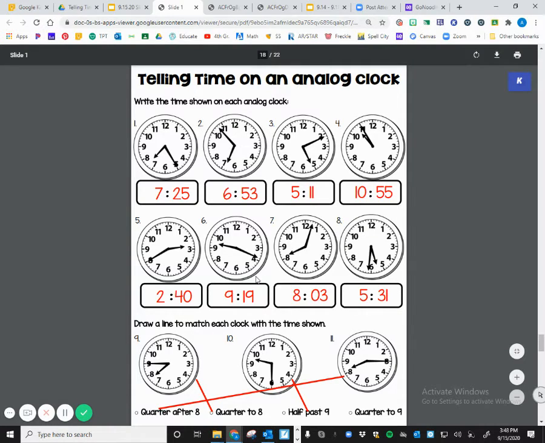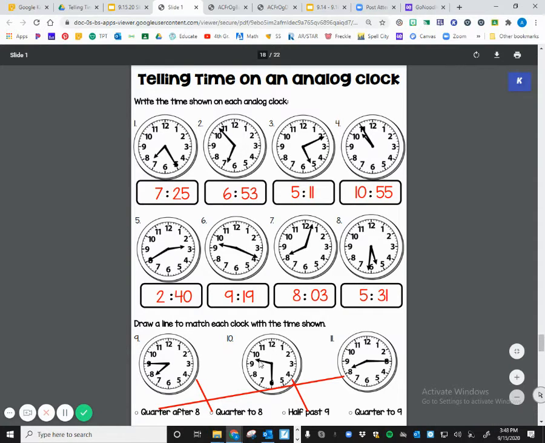2:40, 9:19, 8:03, and 5:31. For the last one, you needed to draw a line to match the time shown. This one said 7:45. Another way to say 7:45 is 7:45.